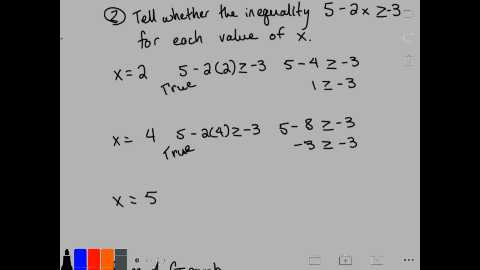Let's try one more. How about 5? 5 minus 2 times 5 greater than or equal to negative 3. Well, 5 minus 10, and that's going to give me negative 5. Is negative 5 greater than or equal to negative 3? No, it is not. If I think about these on a number line, negative 5 is going to be farther to the left of negative 3. I want numbers that are to the right of negative 3 on a number line. So in this case, we are going to say false.